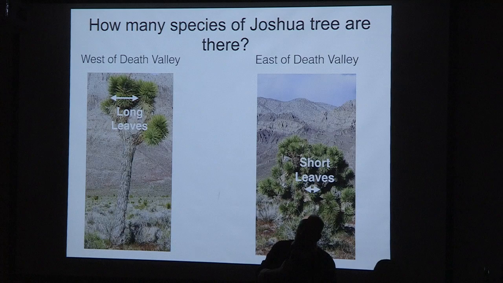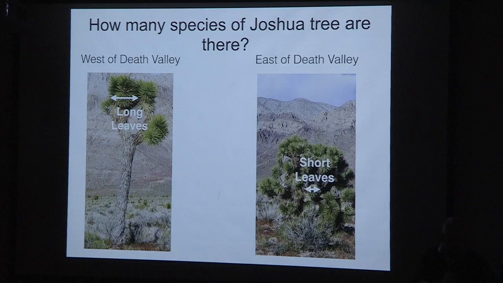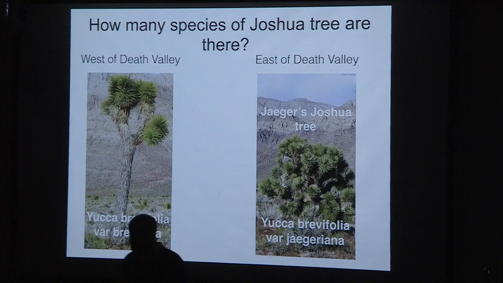Somewhat frustratingly, because of how taxonomy works, this one on the left is called Yucca brevifolia, variety brevifolia, which means the yucca with the short leaves, the variety with the short leaves, but actually it's the one with the long leaves.